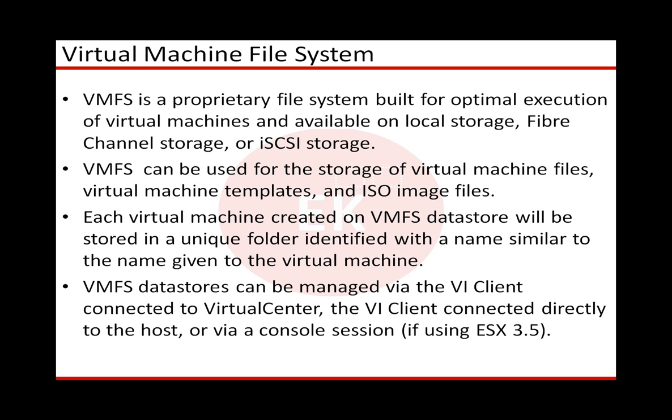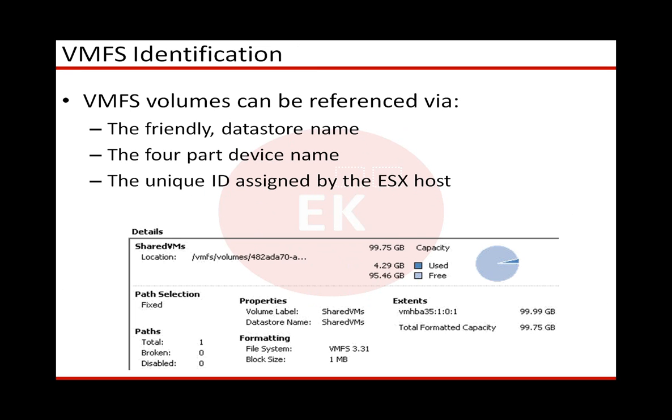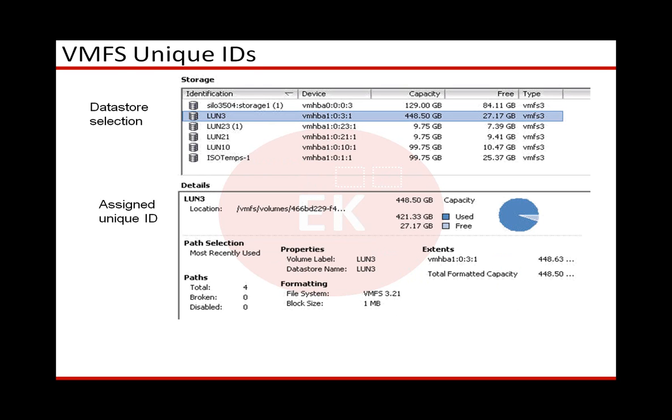Now, VMFS data stores can be managed either via the VI client connecting to a virtual center server, or via the VI client connecting directly to an ESX host, or obviously via an SSH session. Now, there are three ways that you would identify or reference VMFS data stores. You can reference it via its friendly data store name. So for example, in the figure down here, you're going to notice that the data store name is shared VMs, or via the four-part device name, or via the unique ID assigned by the ESX host. Now we're going to log into PuTTY in a second, and I'm going to show you the unique ID that's assigned by the ESX host to every data store. But before we do that, let's go through this lecture real quick.